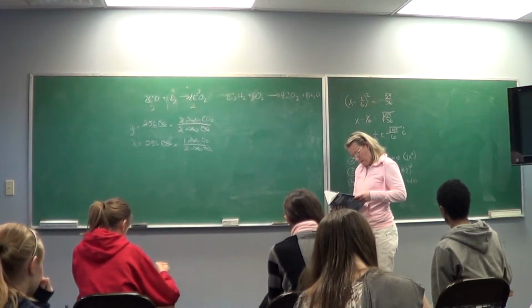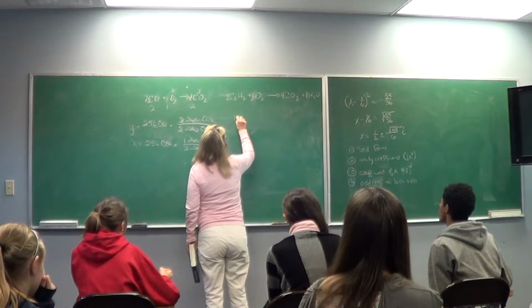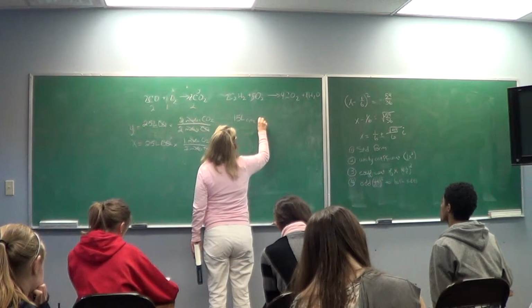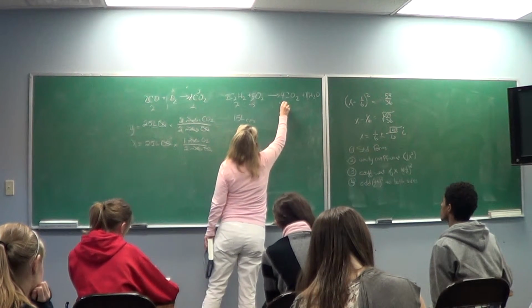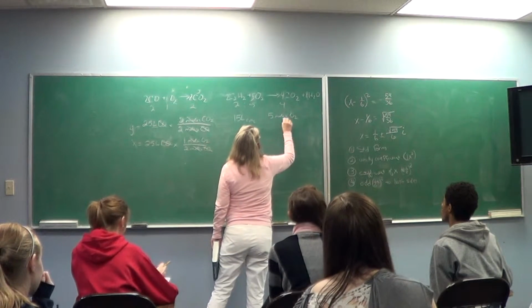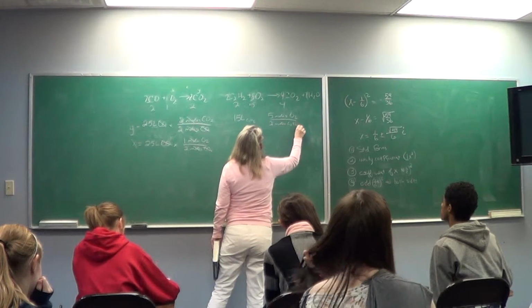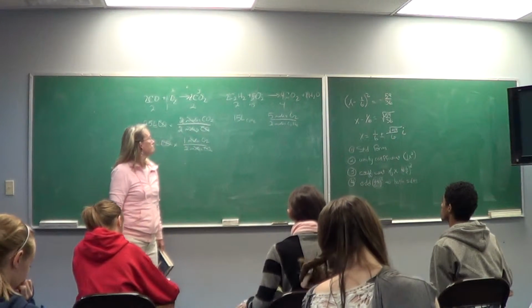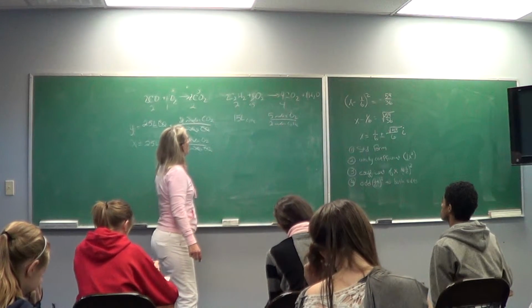Okay, the question then is, how many liters of oxygen are needed to burn 15 liters of acetylene? So, 15 liters of C2H2, and then we want to know oxygen. Our ratios are 2, 5 to 4. So it's 5 moles O2 over 2 moles C2H2, and that'll give us liters of oxygen. And then you can just go from there.